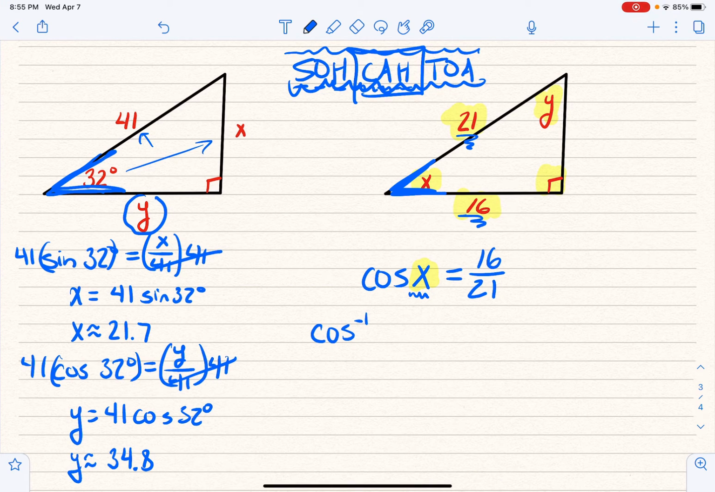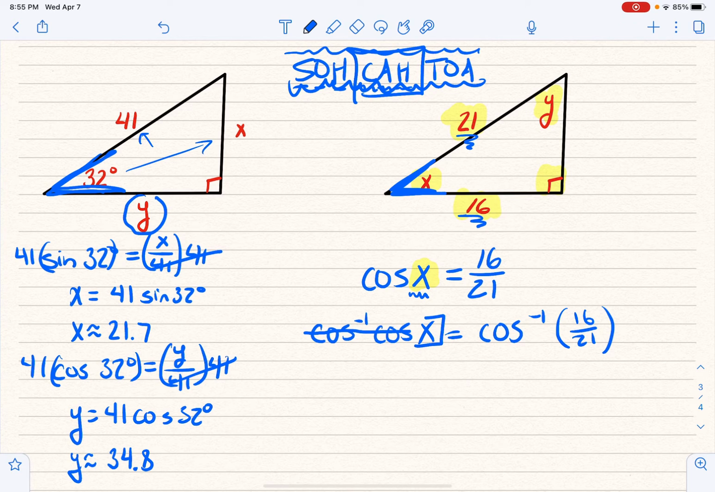So I'm going to say the inverse of cosine. I'm going to do the inverse of both sides, inverse cosine of both sides. And look what happens when I do that. The inverse cosine and cosine cancel each other out, leaving only x on that side. So I get that x is equal to the inverse cosine of 16 over 21.